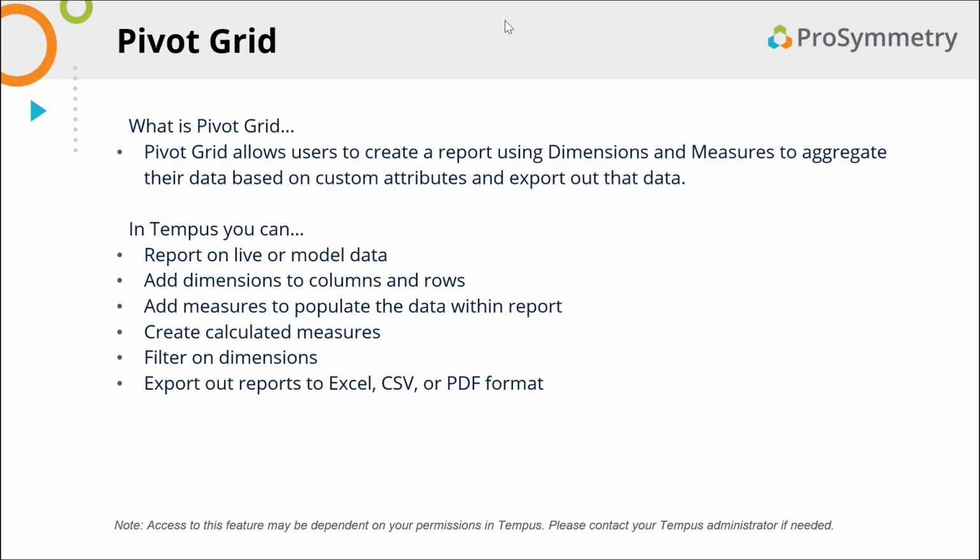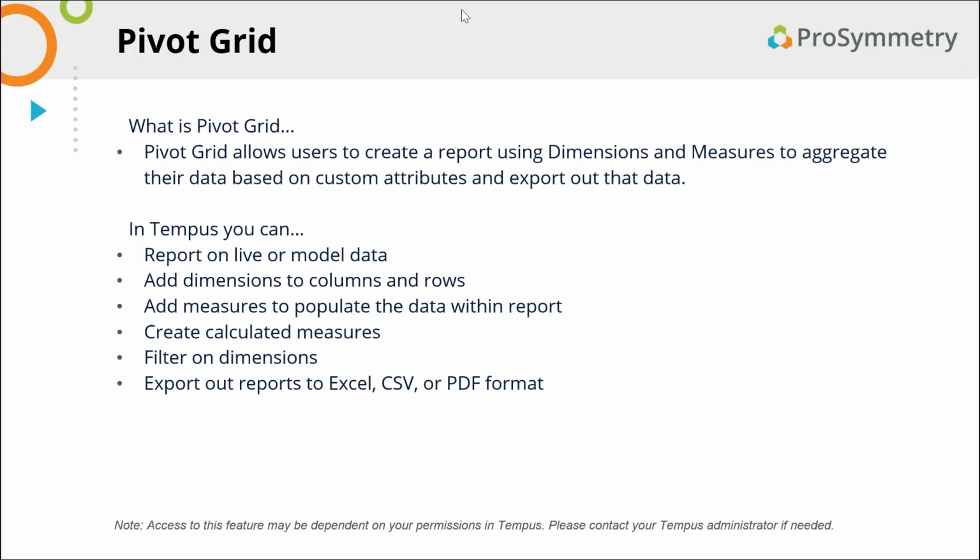Pivot Grid allows users to create a report using dimensions and measures to aggregate their data based on custom attributes and export out that data. In Tempus, you can report on live or model data, add dimensions to columns and rows, add measures to populate the data within the report, create calculated measures, filter on dimensions, and export out reports to Excel, CSV, or PDF formats.